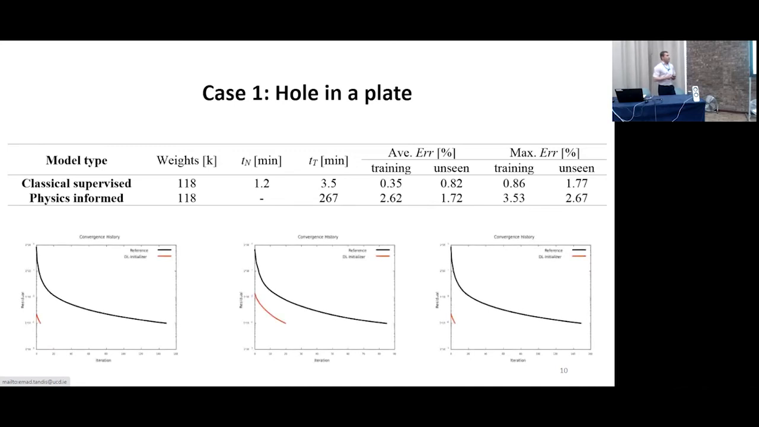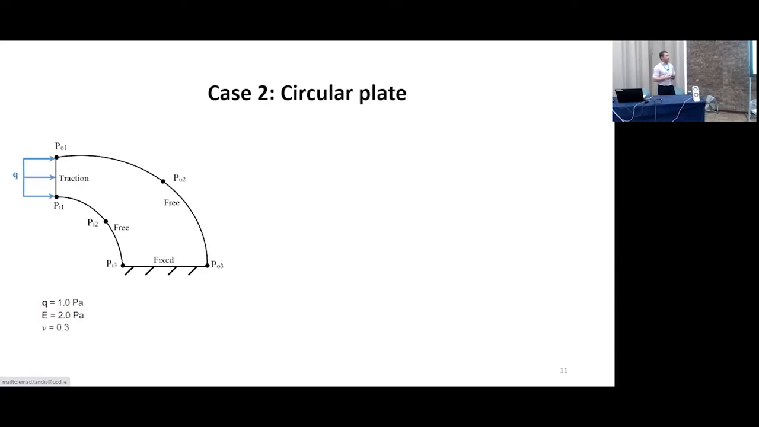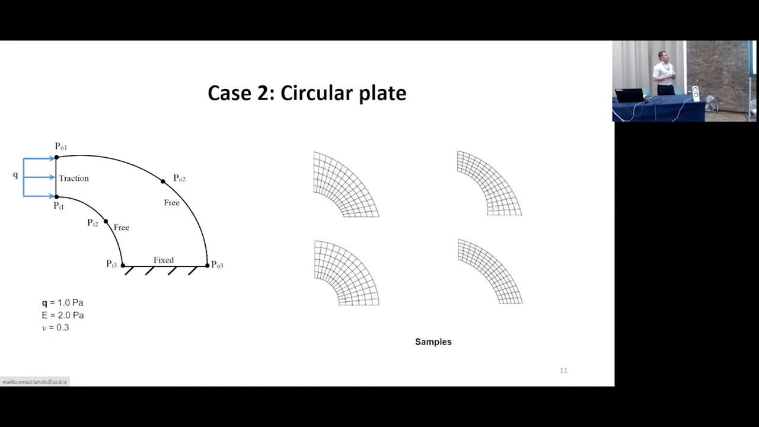And when we use them as initializers for the iterative solver, we can see such behavior. The red line is the convergence given by the ML initializer, and the black line is without the ML initializer. The second test case is a circular plate, and this plate is constructed by 2 arcs. Each arc is constructed by 3 points. These points are randomly generated. So we have geometries such as this for the training data set.